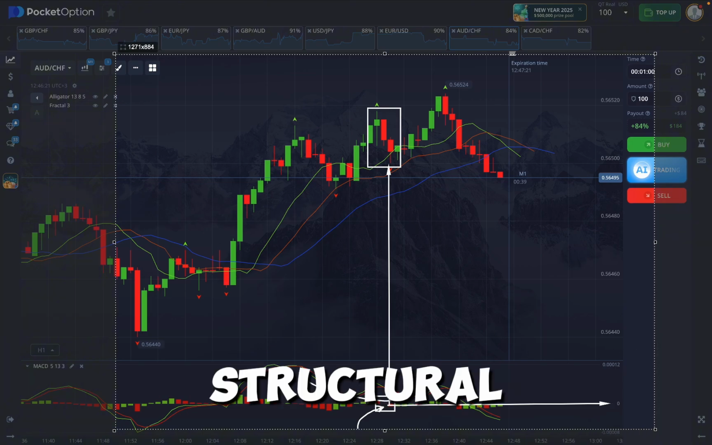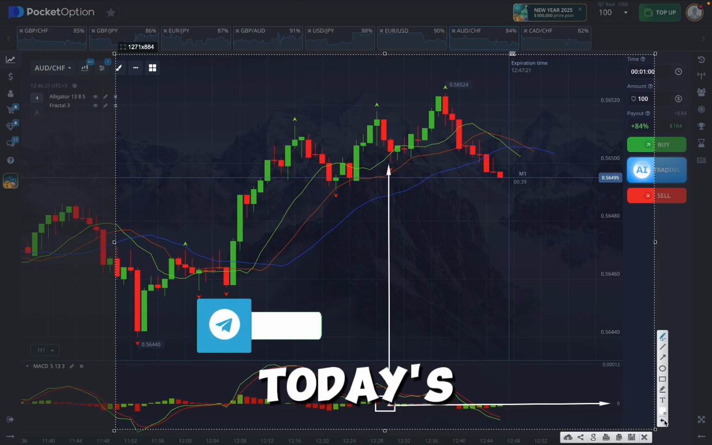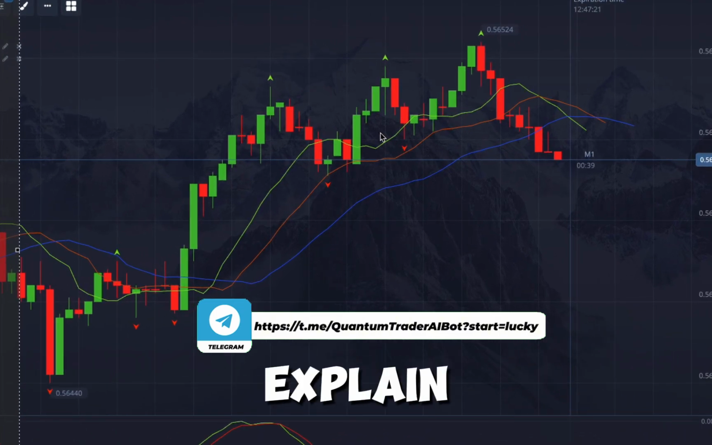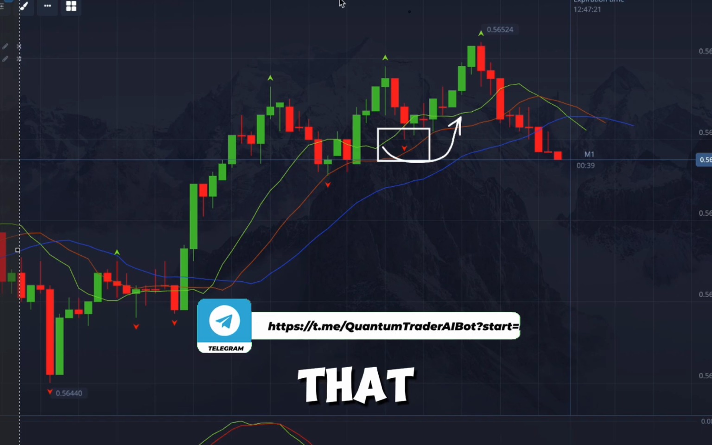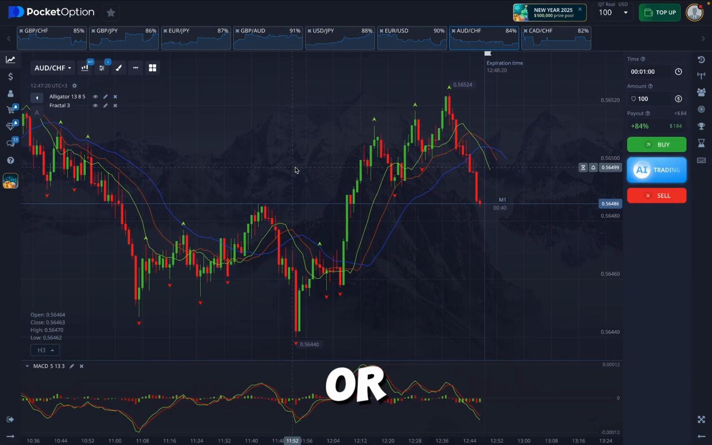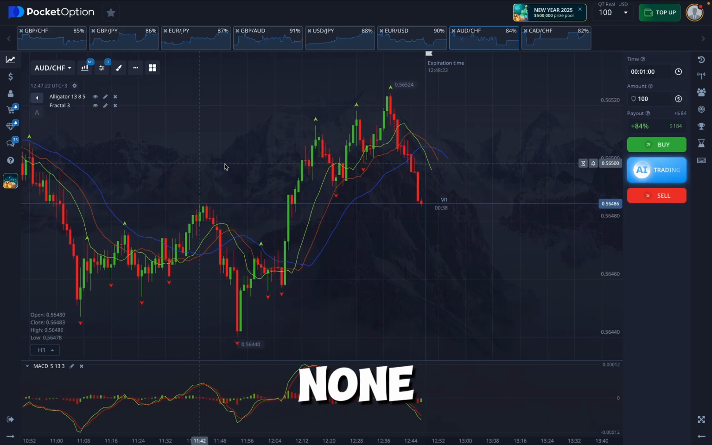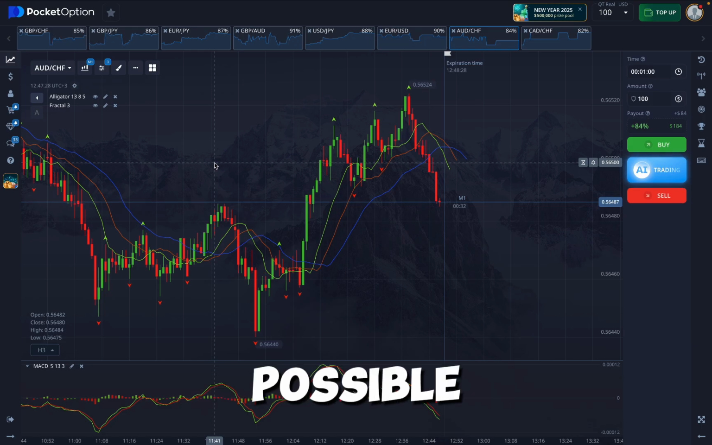We also have a structural low updated on the fractal, so this was a perfect buy signal. This is the logic that will be in today's strategy. I will explain each trade in detail. And I hope that by the end of today's video you will have as few questions as possible, or at best, there will be none left at all. I hope it will be as interesting and informative as possible.